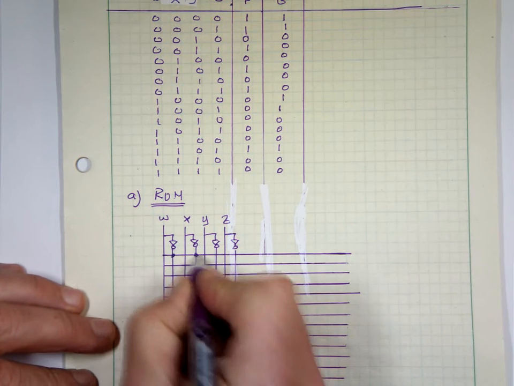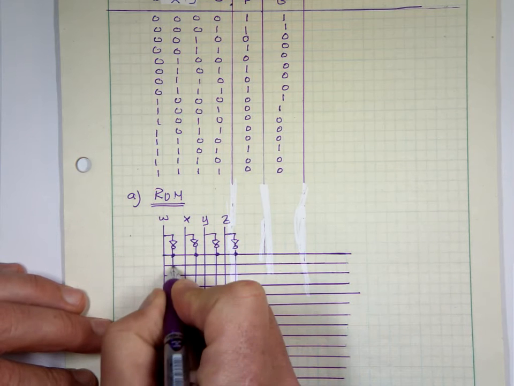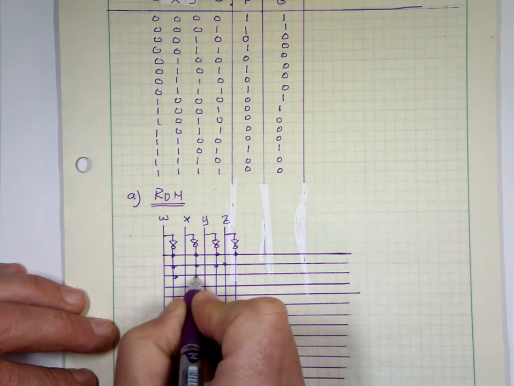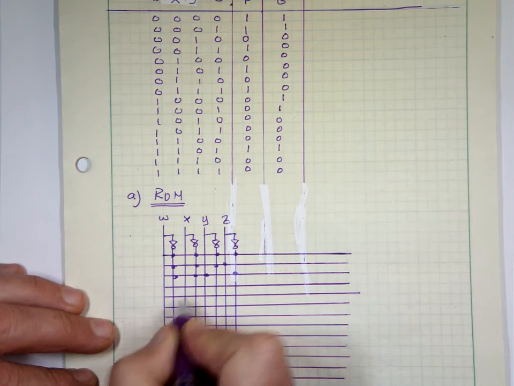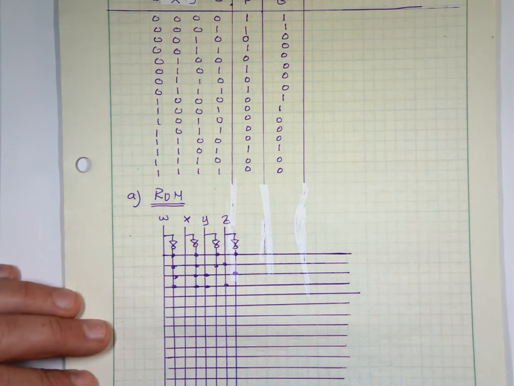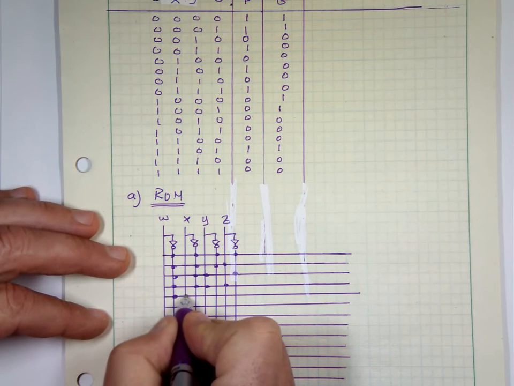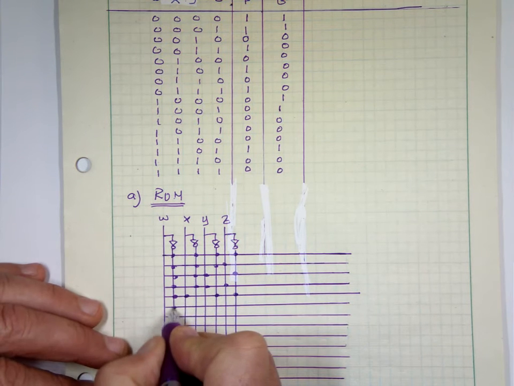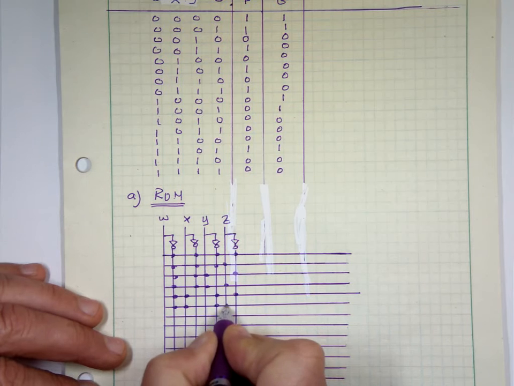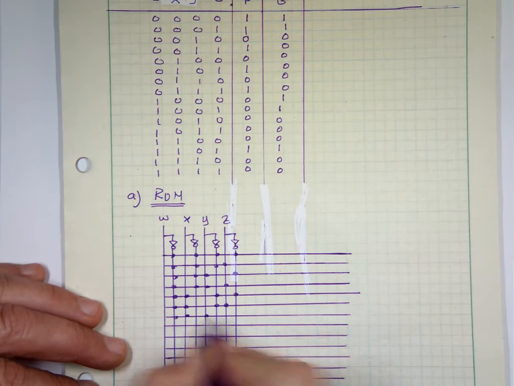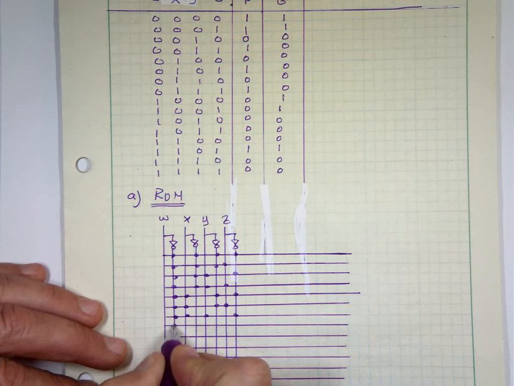0, 0, 0, 0. 0, 0, 0, 1. 0, 0, 1, 0. 0, 0, 1, 1. That's the first 4. 0, 1, 0, 0. 0, 1, 0, 1. 0, 1, 1, 0. 0, 1, 1, 1.